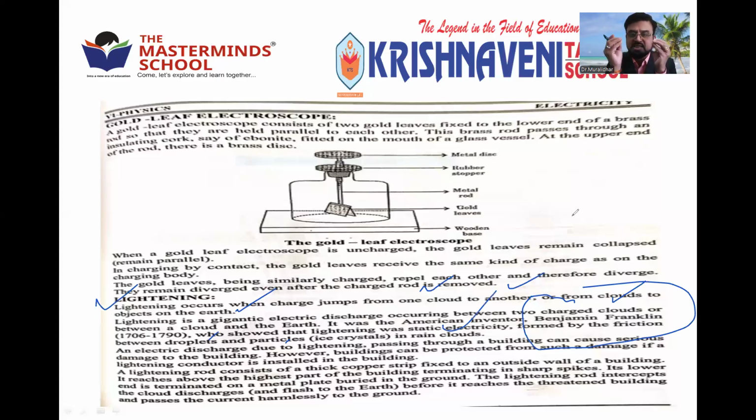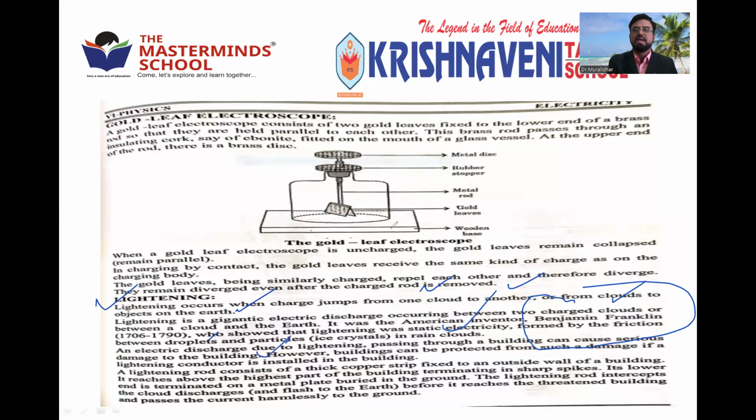So as the ice crystals and water droplets collide, they transfer the electric charges and give out the lightning for us. When the two clouds collide, sound also comes. That is called thunder. So everything is nature's process, right? However, buildings can be protected from such damage.